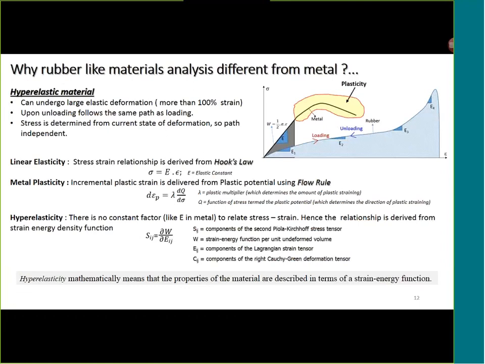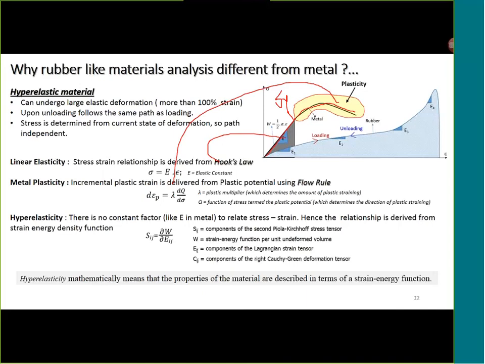For any typical metal, we will have a linear portion within which it obeys Hooke's law. Beyond its yield stress, the material starts going into the plastic range, and we use a plasticity law to capture the response of the material in this range. So for the linear region, we use Hooke's law, which is quite familiar. For the plasticity zone, we use something called flow rules to capture how the plastic strain is going to increment as the load is increased.